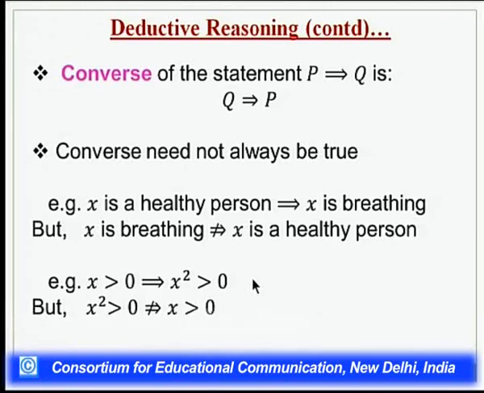Similarly, if I say X is positive implies X squared is also positive, which is true. The converse will not be true here, because the converse says that X squared is greater than 0 implies X is greater than 0. Clearly that can't be the case, because if X squared is greater than 0, X could either be a positive number or a negative number, and on the right hand side we just have a positive number. So the implication can't go from left to right.